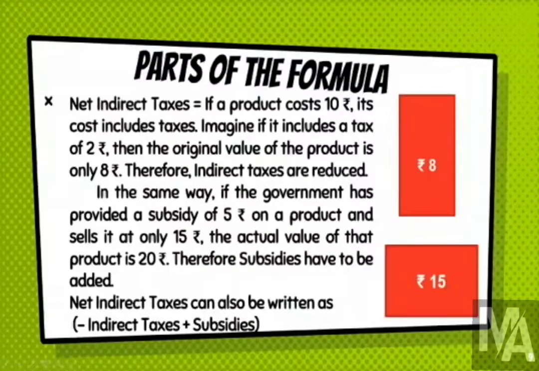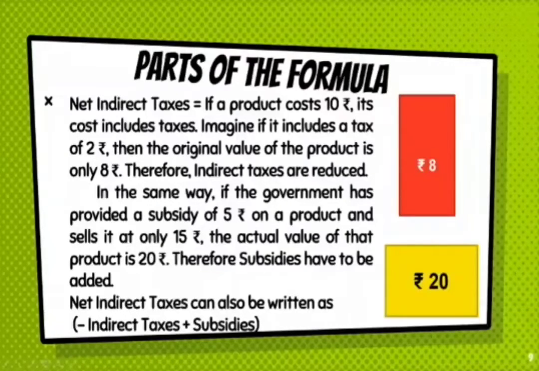In the same way, if the government has provided a subsidy of rupees 5 on a product and sells it at only rupees 15, the actual value of that product is supposed to be rupees 20. Therefore, subsidies have to be added. Whenever the government has provided a subsidy on a product which is worth 15 rupees, it means on your behalf, the government is paying 5 rupees, which means when you are paying for a particular product, it is 15 rupees and the government is paying 5 rupees. That's why you're getting it at a subsidized value of 15 rupees, which means the original value of that product is rupees 20. So this is what has to be taken into consideration when we are calculating national income.